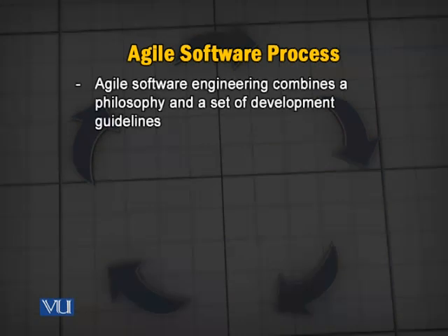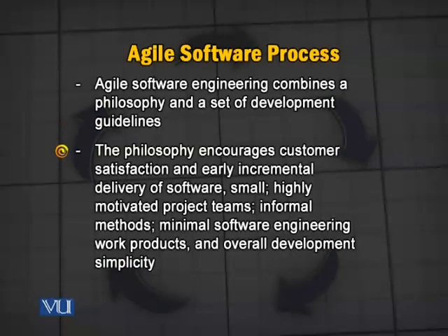Agile software development or Agile software engineering combines a philosophy and a set of development guidelines. The philosophy encourages customer satisfaction and early incremental delivery of software, which consists of small increments and is developed by small and highly motivated project teams. It uses informal methods, minimal software engineering work products, and overall development simplicity. This is what Agile software engineering is in a nutshell.